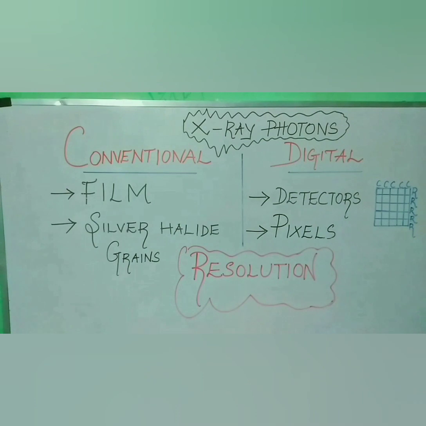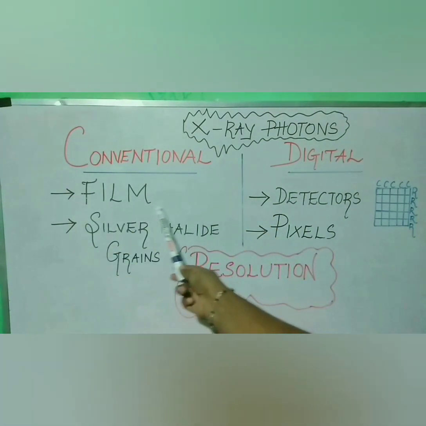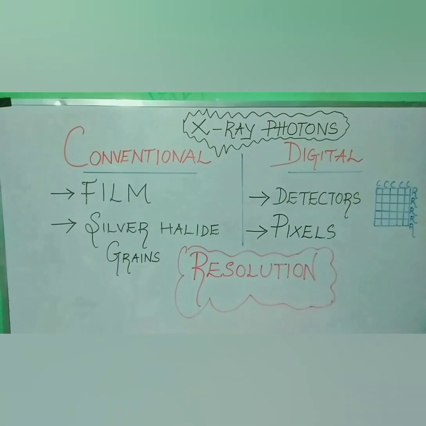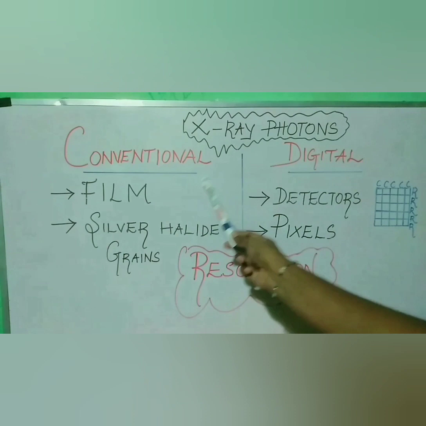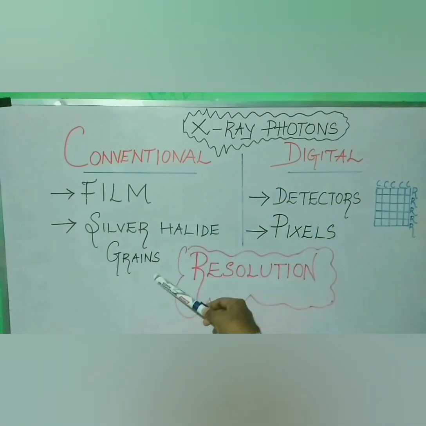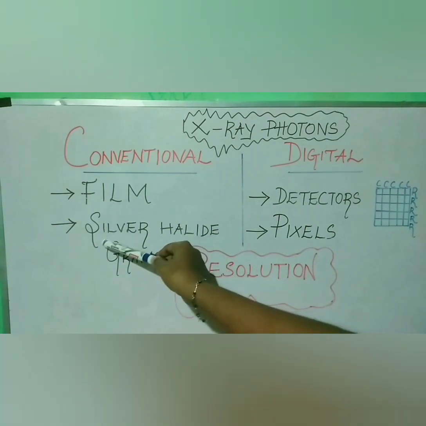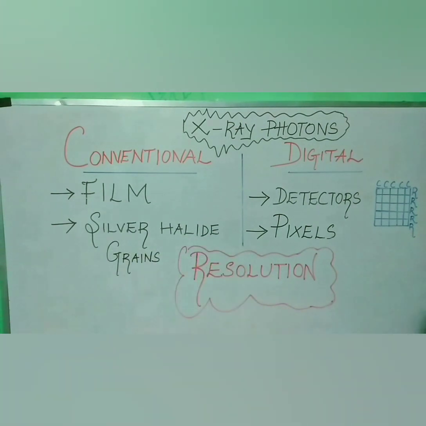In conventional radiography, X-ray photons expose a sheet of film. Now, what do you mean by photons? Photons are nothing but bundles of energy. So in conventional radiography, X-ray photons expose a sheet of film, and the resulting image has a resolution that is defined by silver halide grains in the film emulsion.